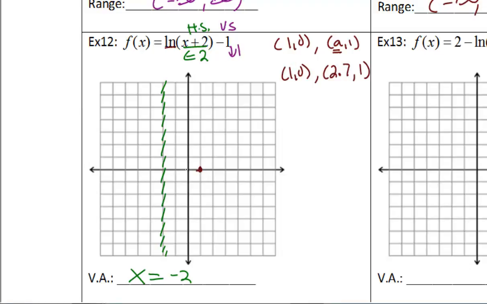It needs to go left 2 units and down 1. So where does it become? It becomes the point, let's see, that's negative 1, negative 1. So my first point for this graph is negative 1, negative 1.